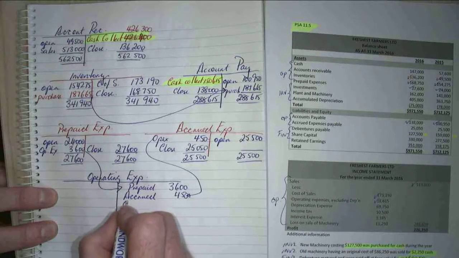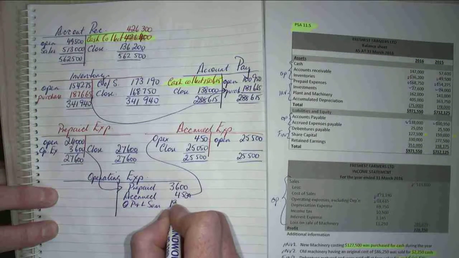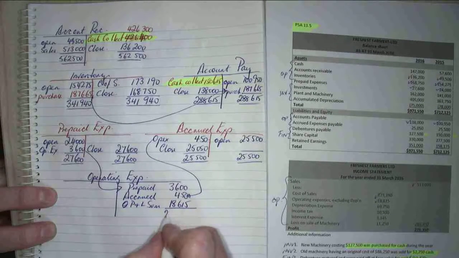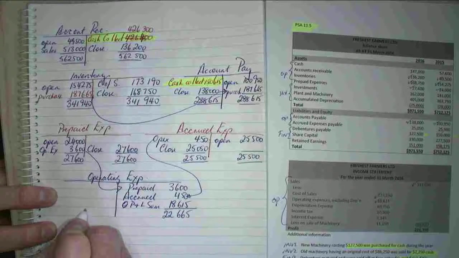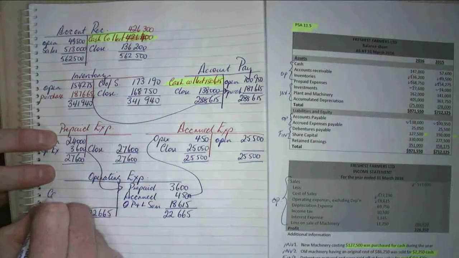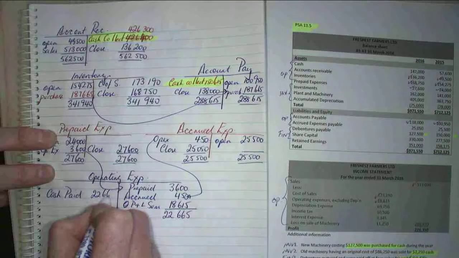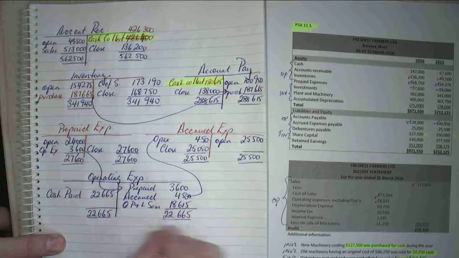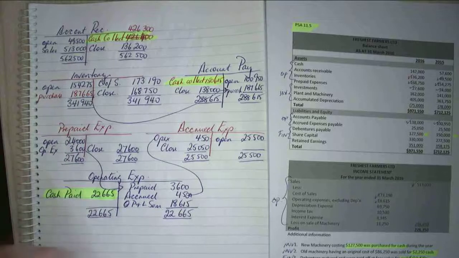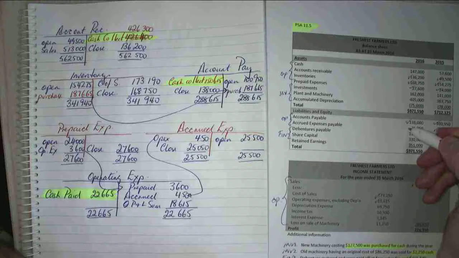So my P&L summary is 18,615. So that gives me 22,665. If I balance the account off, 22,665. Cash paid must be 22,665. Now if you just wanted to go, okay, well I know how much cash paid is, I don't need to do that last little bit. So I've ticked off that, I've ticked off this one, I've ticked off this one.